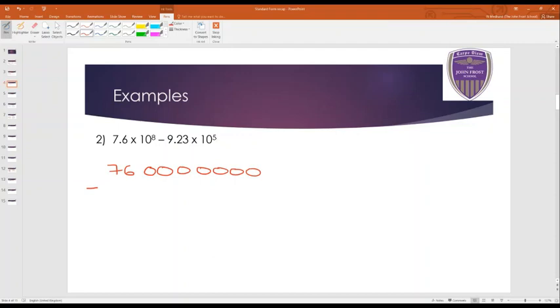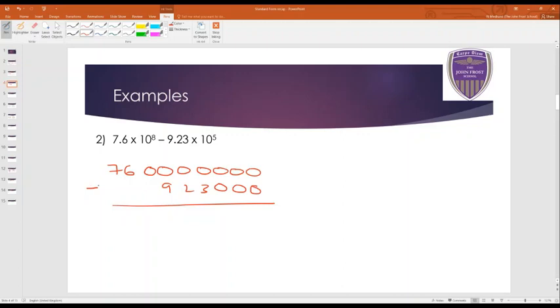And 9.23 times 10 to the power of 5, in a similar sort of way as the last one. Out of these 5 movements of the point, 2 of them are being used to get to here after the 3. So there should only be 3 left then. So it's going to be 1, 2, 3 zeros on the end like that, and then 9, 2, 3. Okay, and I've lined them up sensibly in the column method.